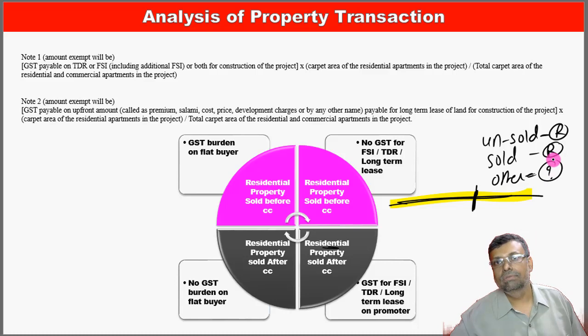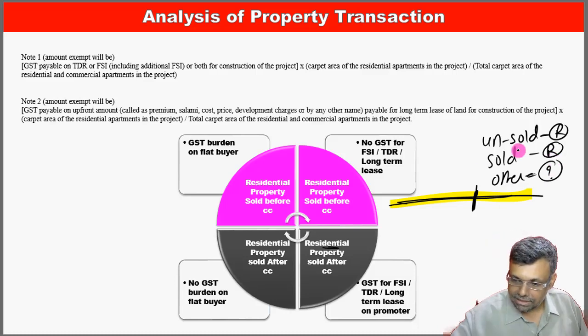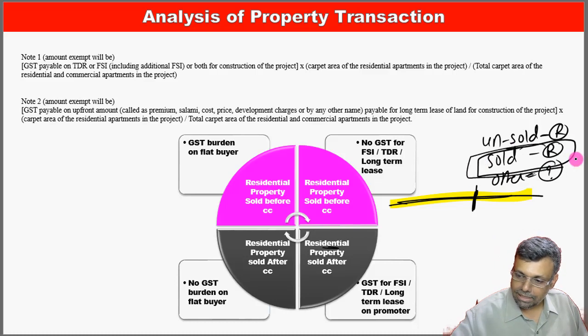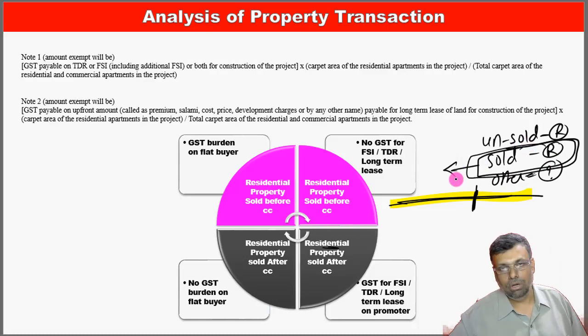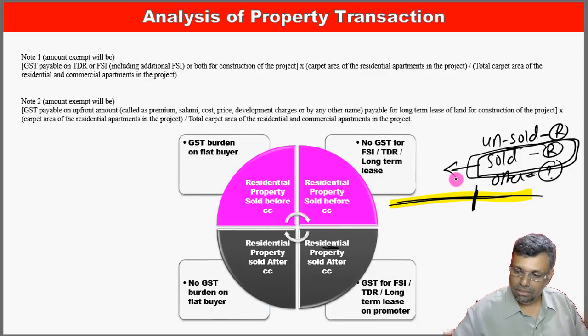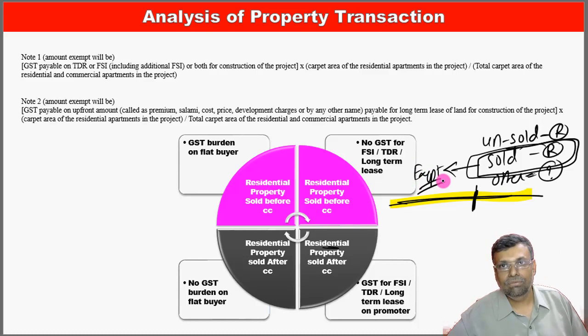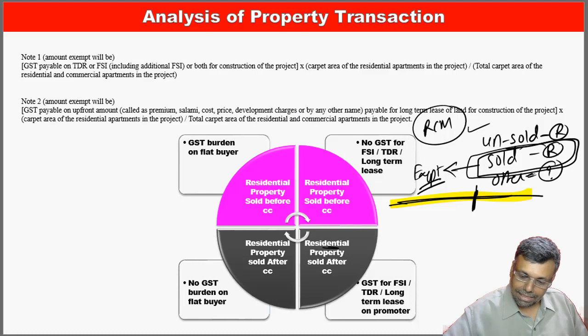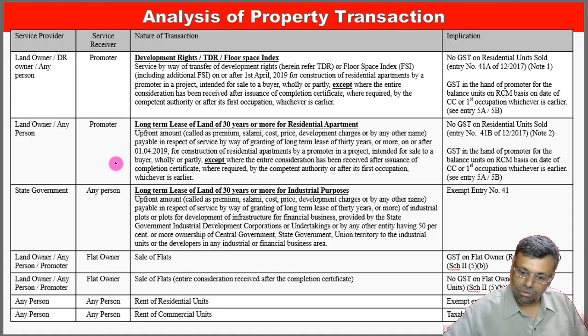So, to the extent of the residential units which are already sold off before the cutoff date, that means on that cutoff date there is X amount of residential flats which has already been sold off, to that extent you will be exempt from the GST. And to the extent of the unsold flats, there is an RCM charge. I repeat, there is an RCM charge on the developer or the promoter, as the case may be. That particular analysis, friends, I've already given here in theoretical form.